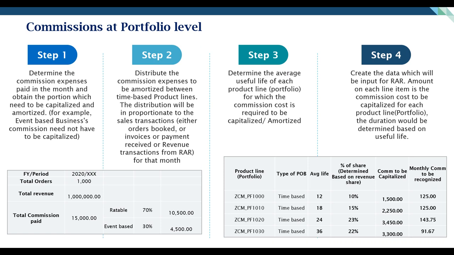Because event-based commission, we need not amortize. It can be straight away expensed out, as Julio said. Whatever commission is associated to my ratable performance obligations, only that needs to be amortized. So in this example, this 70%, that is $10,500, is the amount which I'll be interested in amortizing. So after that, depending on different parameters, we can define the different portfolios for all the ratable performance obligations.